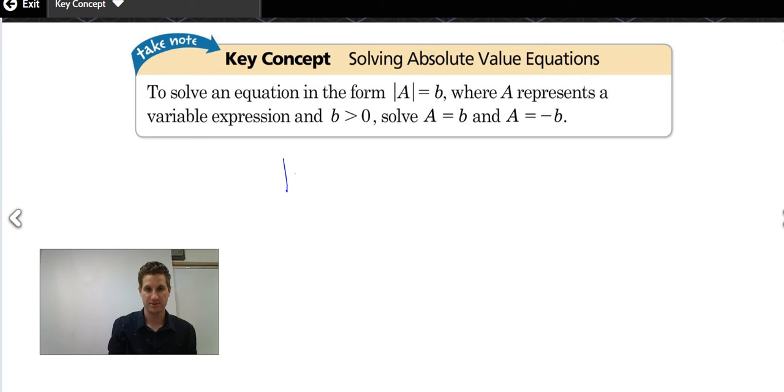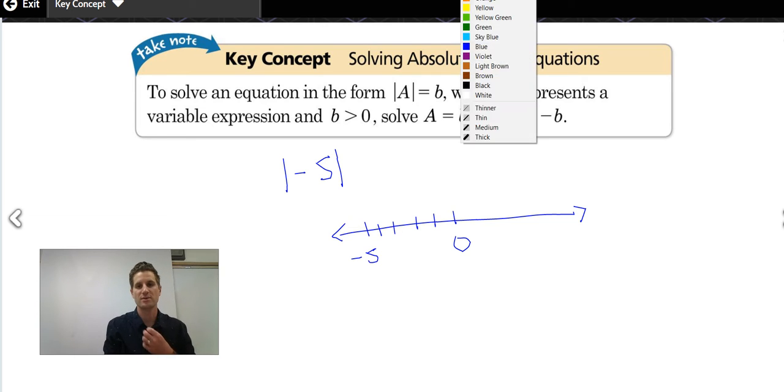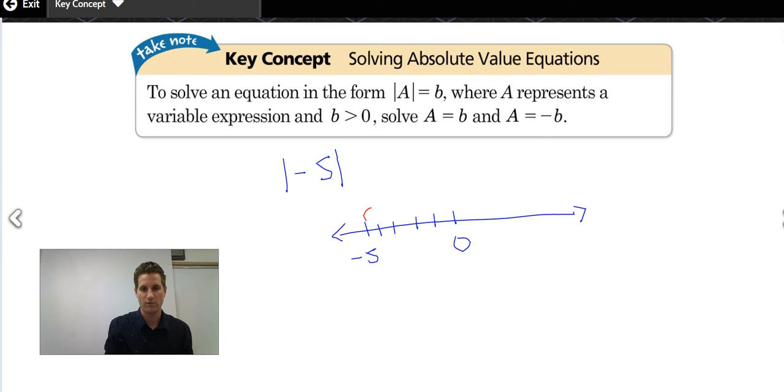But if I took the absolute value of negative 5, and I went ahead and plotted on this number line, we have 0 here, negative 5, 1, 2, 3, and 1, 2, 3, 4, and 5. So absolute value is the distance away from 0. Well, distance can never be negative. So how far is it away? 1, 2, 3, 4, 5 units. Okay? So the absolute value of negative 5 is a positive 5.